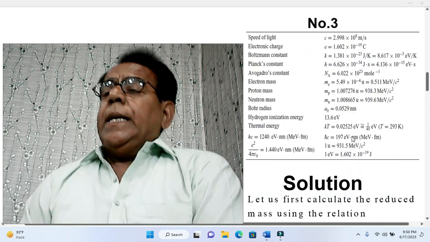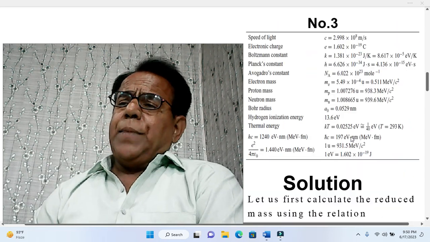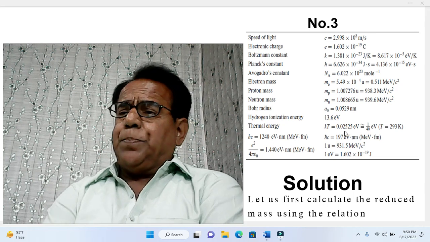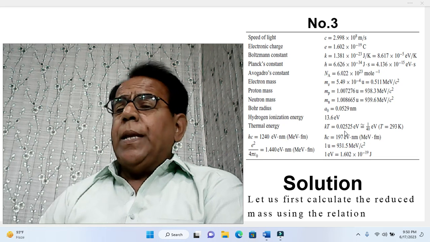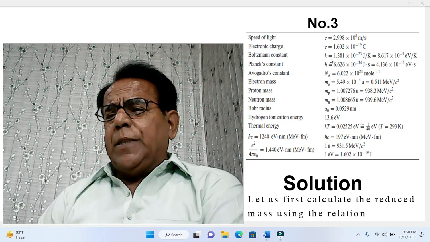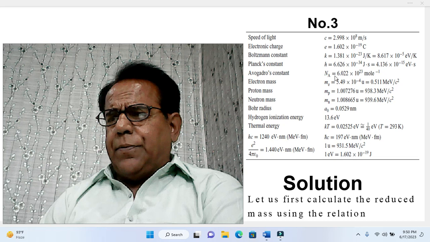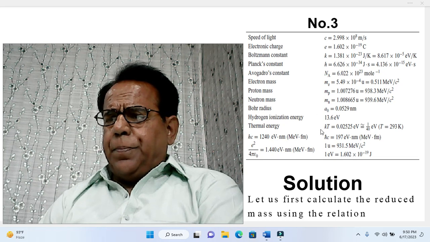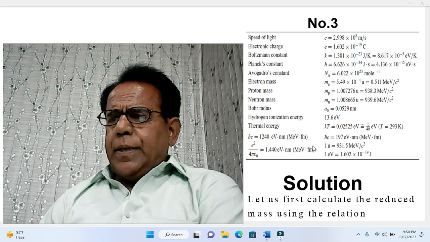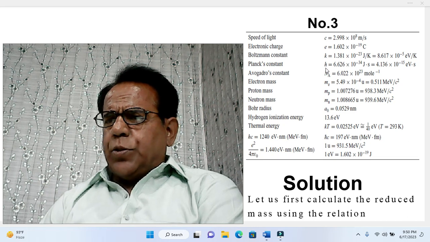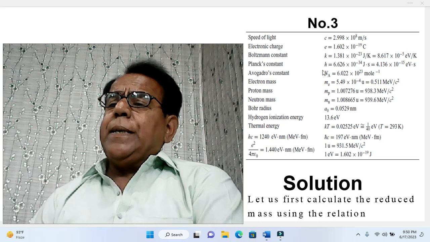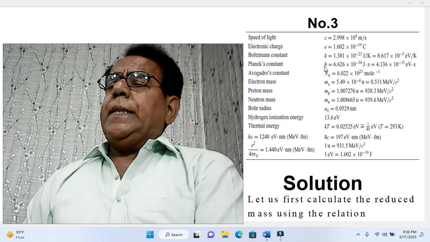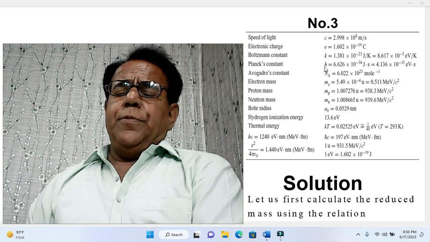Okay, dear students, in this helping tool number 3, a table has been shown which has been used many times in our previous problems or videos. From this table, the value of the speed of light will be used in solving our problem. Moreover, the value of Planck's constant h will be used, but it will not be used as it is. It will be used in a modified way or manner.